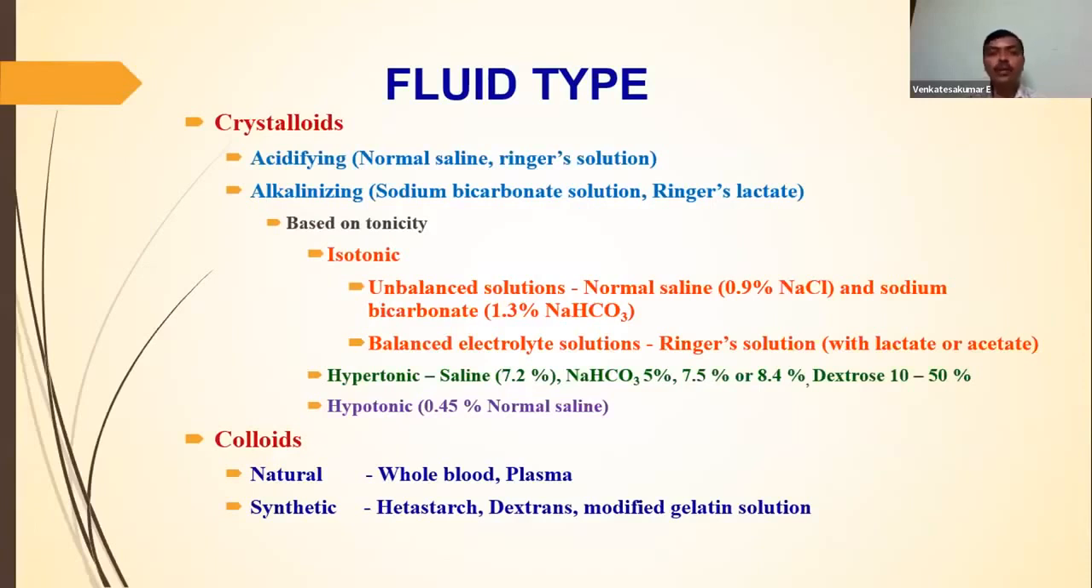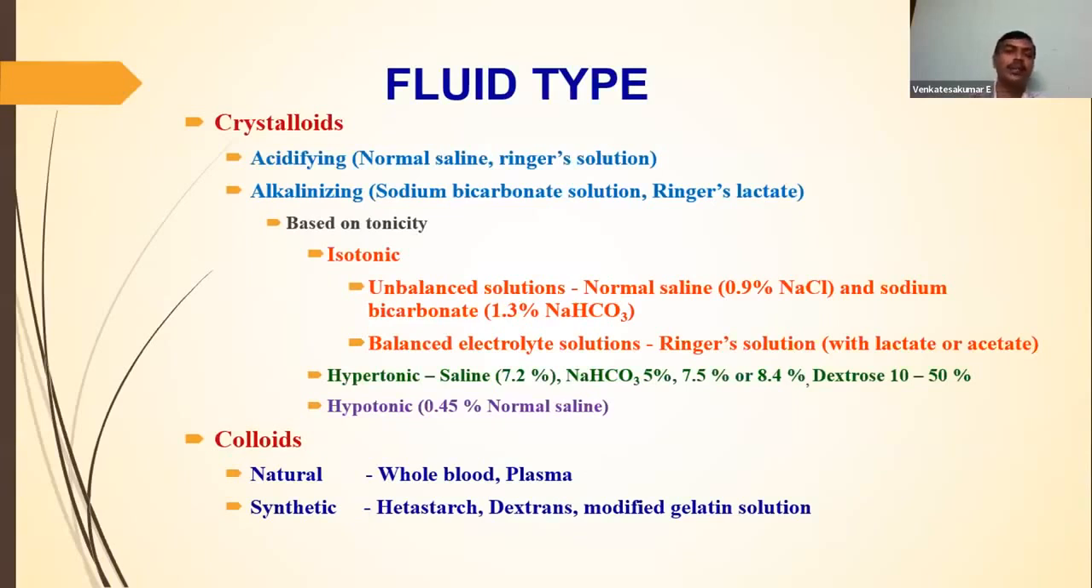Hypertonic solutions we use very rarely, but commonly sodium bicarbonate 5%, 7.5% or 8% is indicated for treating cases of ruminal lactic acidosis. In pregnancy toxemia cases, we use higher percentages of dextrose solutions, either 10%, 20%, 25%, or 50%. Hypertonic small volume resuscitation is also there: HSS, hypertonic saline solution, 7.5% sodium chloride, is indicated to revive animals from endotoxic and hemorrhagic shock.